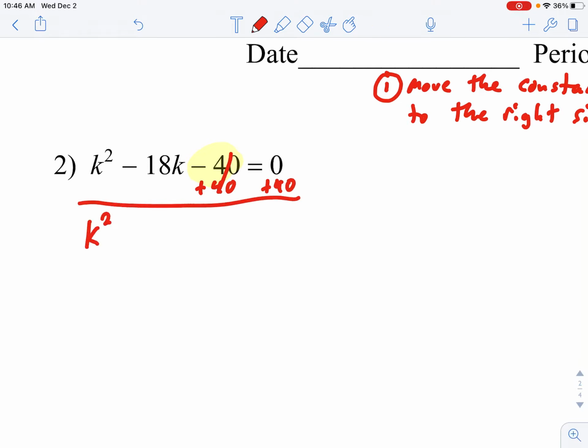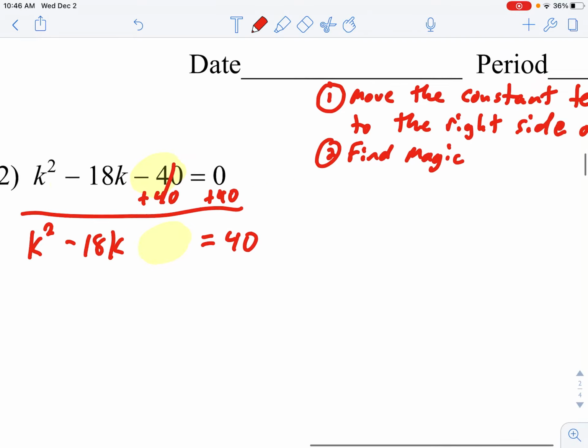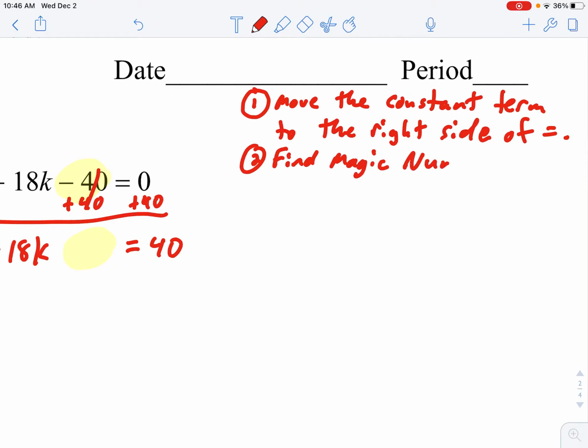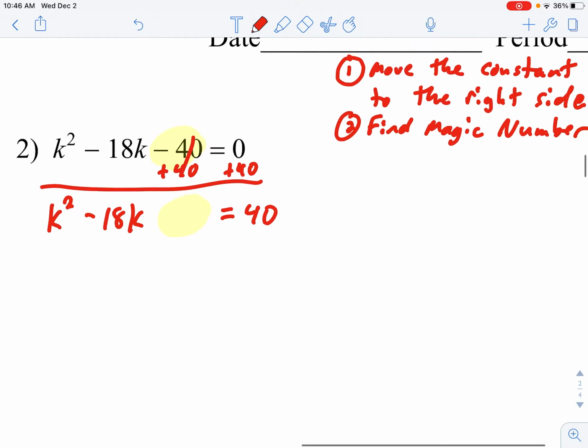So that gives me k squared minus 18k, and now I'm going to intentionally leave a space here, equals 40. This space is important. Always leave a space there. We're going to fill it in, and in fact, we're going to fill it in with the magic number. So the next step is going to be find the magic number, and I'll complete that thought in just a minute.